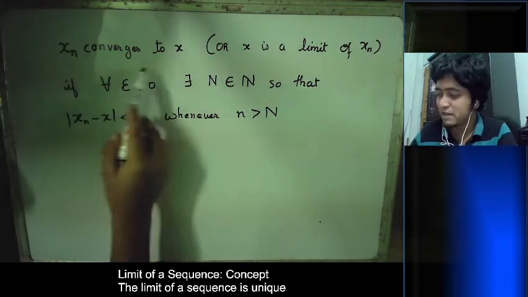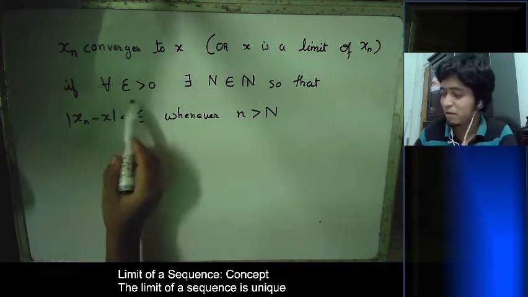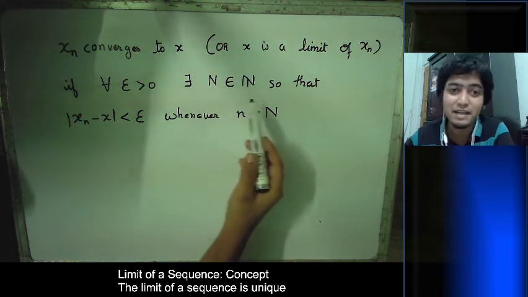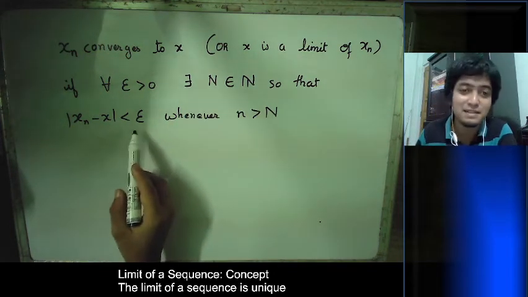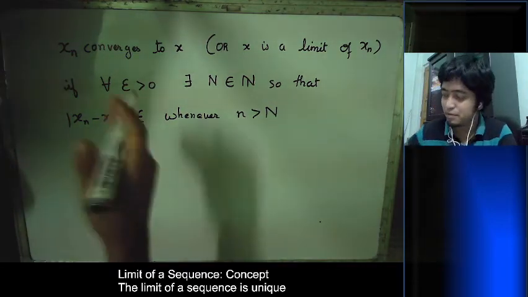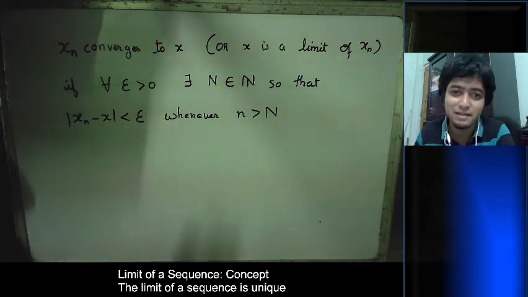So xn converges to x, or we can say that x is a limit of xn if for all epsilon greater than 0 there exists a natural number N, so that |xn minus x| is less than epsilon whenever n greater than N. So you need to be very familiar with this one. That is why I've decided to make this video.